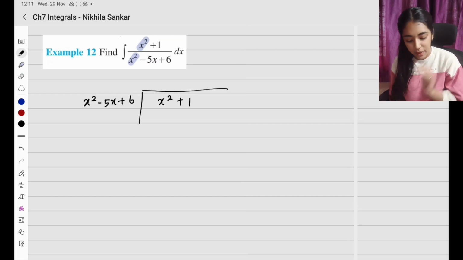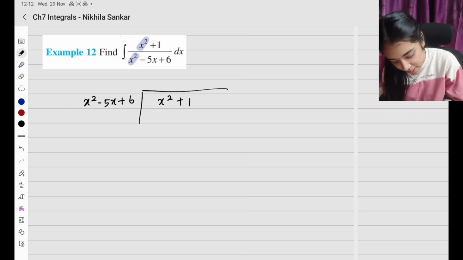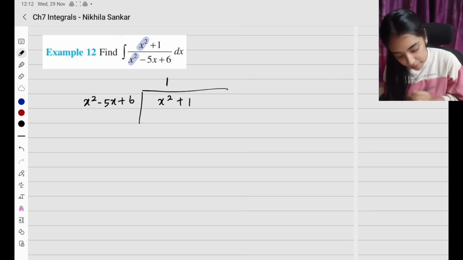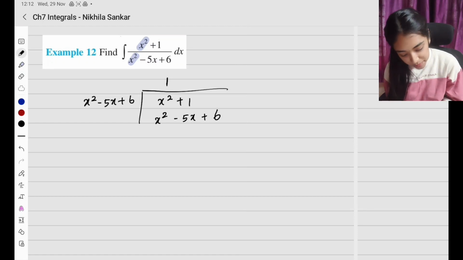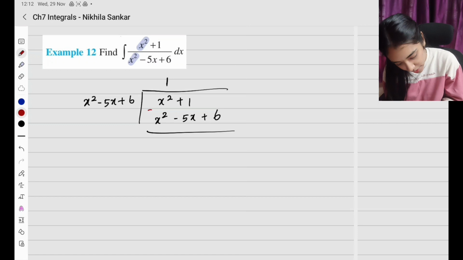Do you remember? Now, what am I going to do? How do I find the quotient? So, basically, here there is x square, here there is x square. So, multiply by 1. It is going to be x square minus 5x plus 6. Multiply. Now, I am going to subtract. So, I am going to subtract. Here there is a minus, so it becomes plus. Here there is a plus, it becomes minus.